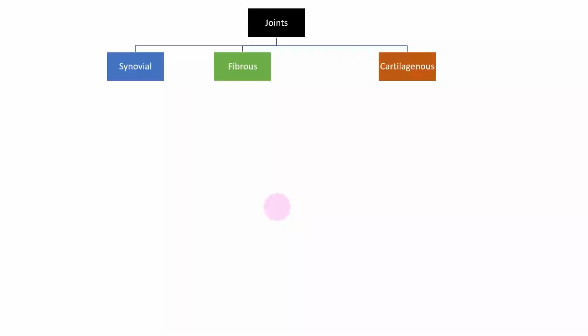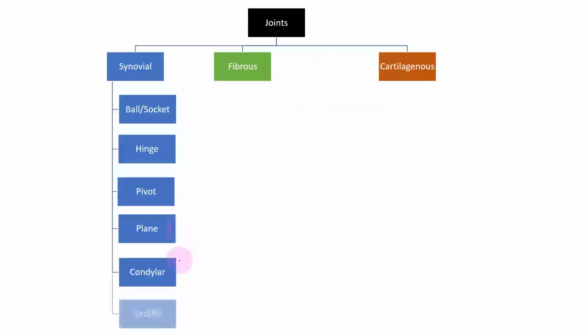Let us have a look at the classification of the joints. Joints are classified into three types. It's a very, very important classification. Synovial joints, fibrous joints, and cartilaginous joints. Synovial is further classified into 6 types based on the shape of the articulating surfaces: the ball and socket, hinge, pivot, etc.